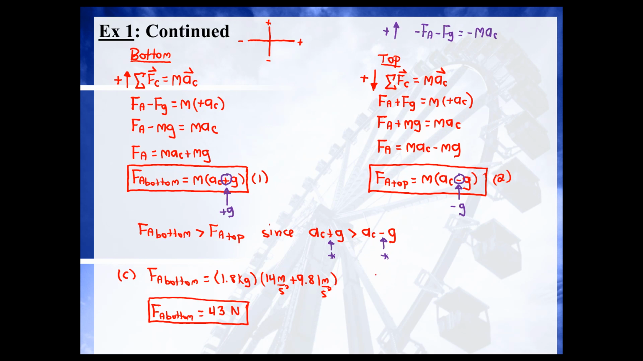At the top, FA at the top would be equal to, plug the numbers in, 1.8 kilograms times AC, which is 14 meters per second squared, subtract 9.81 meters per second squared. This is going to make FA at the top smaller.